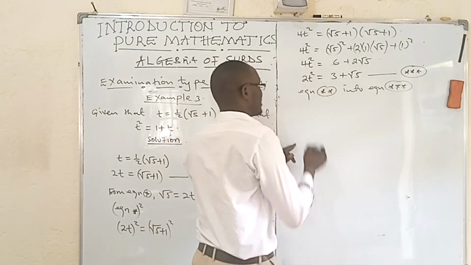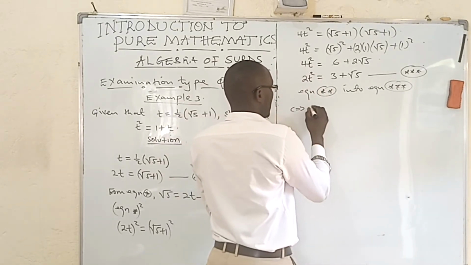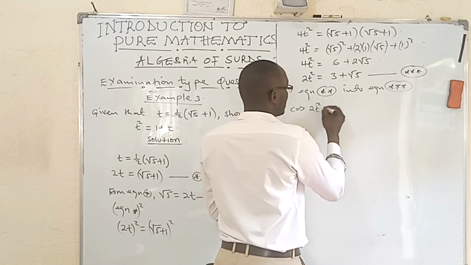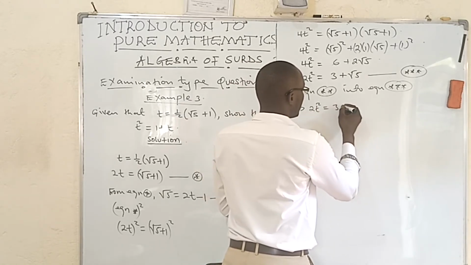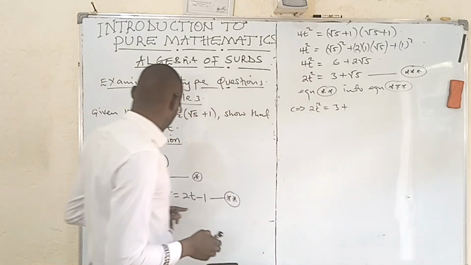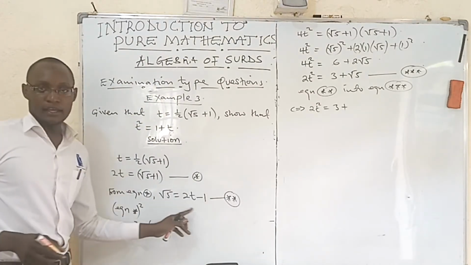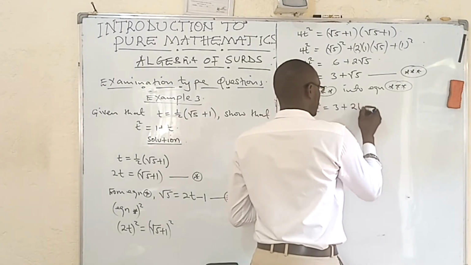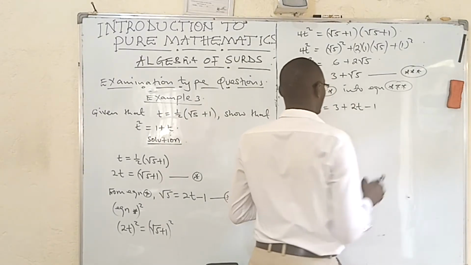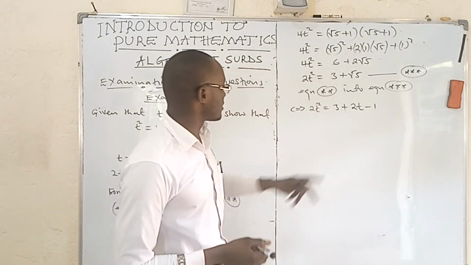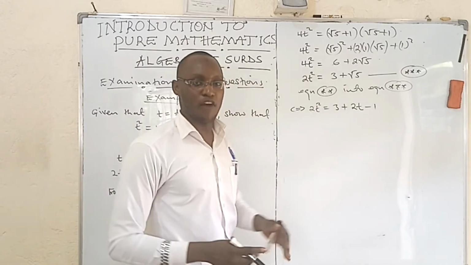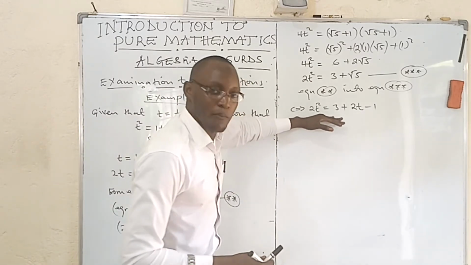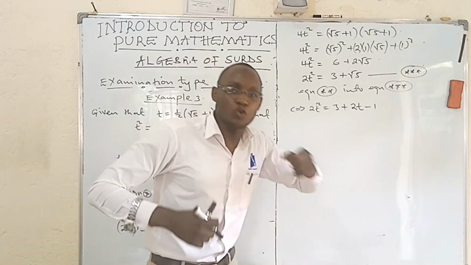Very interesting. So this implies that our 2t squared will now become a, 3 plus root of 5 is the subject of the formula in equation star 2, which is equivalent to a 2t minus 1. Very interesting. Try to collect like terms and simplify. So long as you are doing the correct math, you should have those guts to continue.